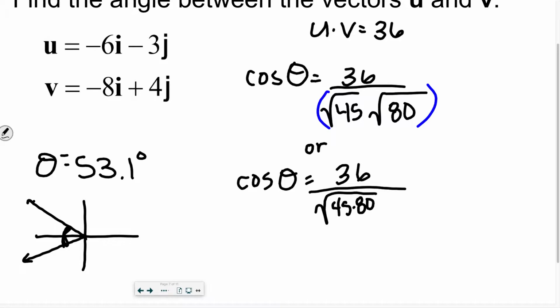Oh, wait, that shouldn't matter. And don't you have to hit the arrow? You don't want to close the parenthesis on the cosine right away, because then it's going to do the cosine of 36, which you can't do. Anybody else having trouble?